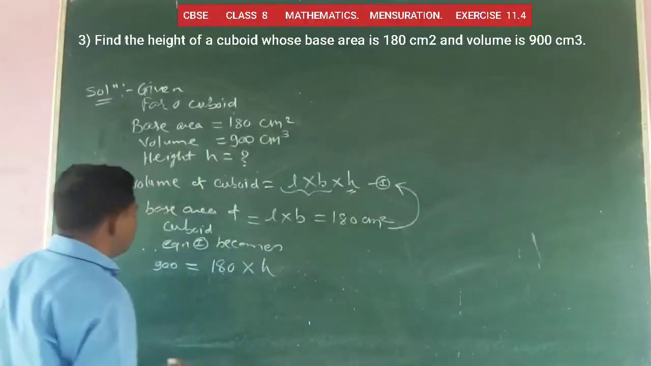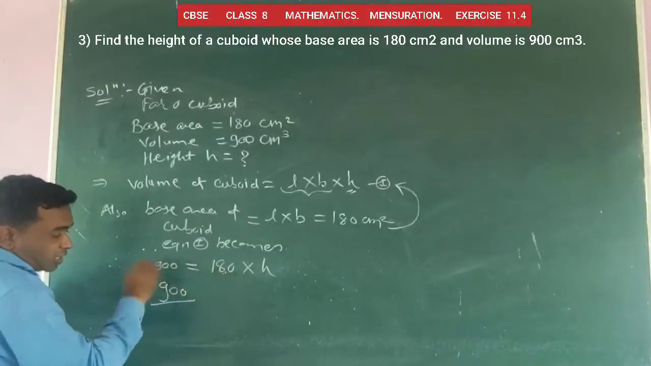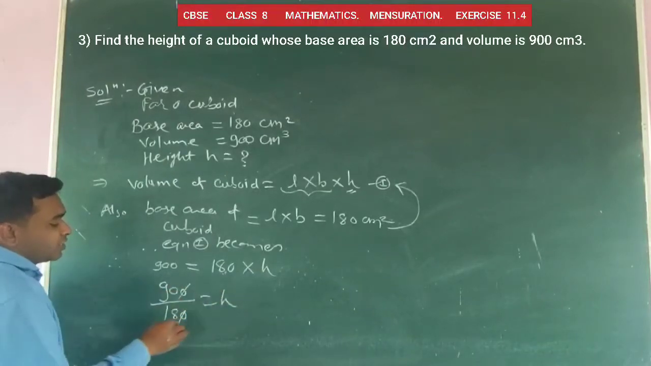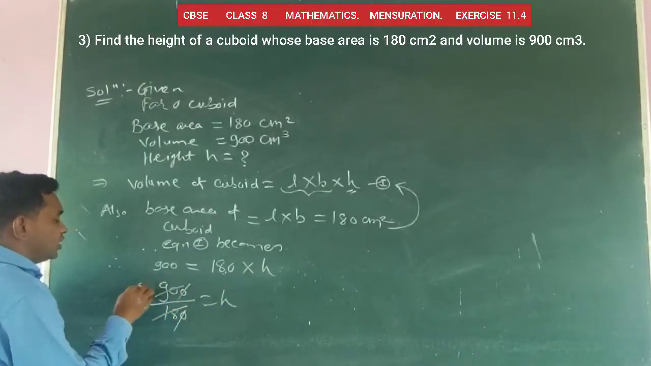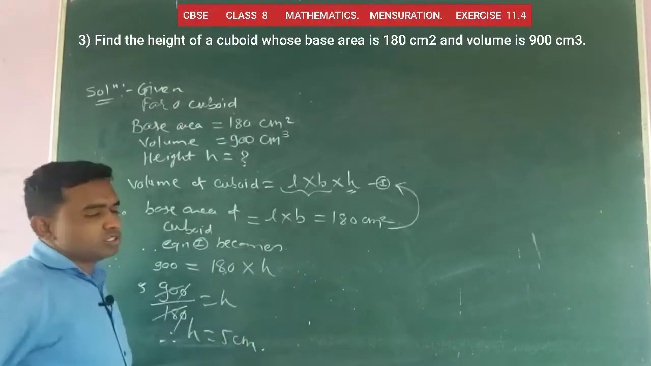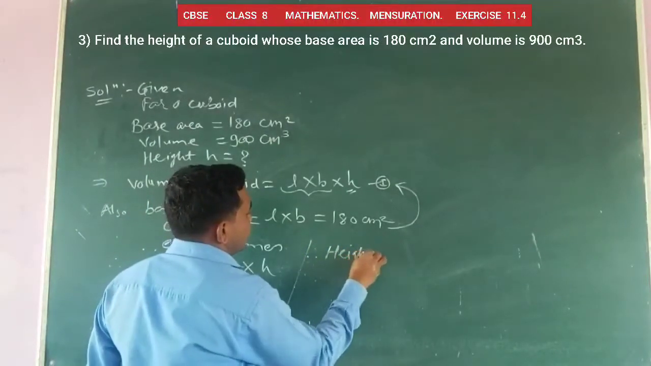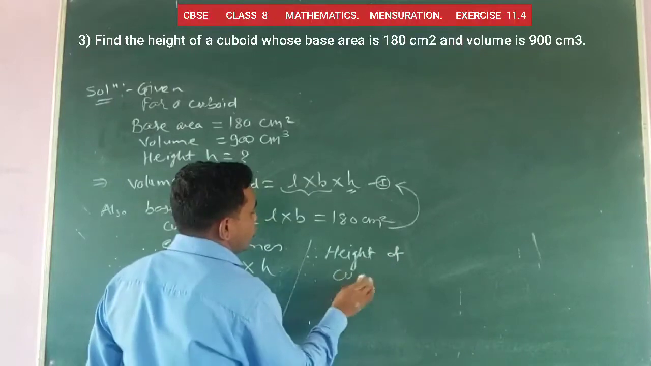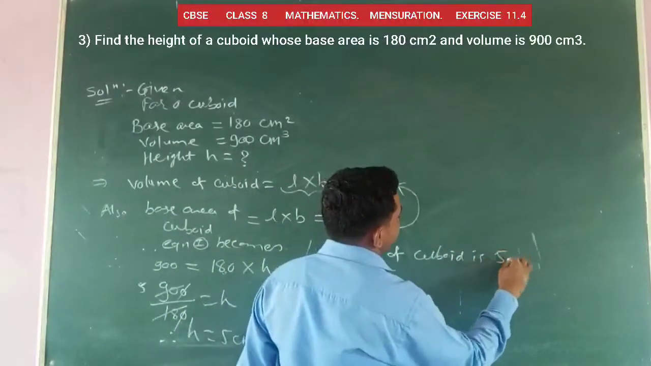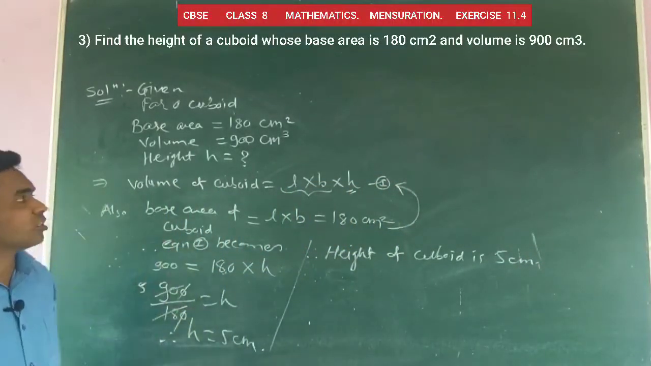This 180 is transferred to the left hand side in division, so 900 divided by 180 is equal to H. 0 gets cancelled, 18 5s are 90. So therefore H is equal to 5 centimeter. So the height of the cuboid is 5 centimeter. This is the third example.